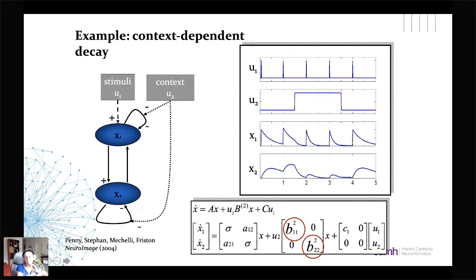So we see that when U2 is on, this exponential decay speeds up, in particular in the second region that is essentially only affected through the connection from X1 to X2. And it has a self-inhibitory connection that is enhanced, augmented by the contextual input U2.